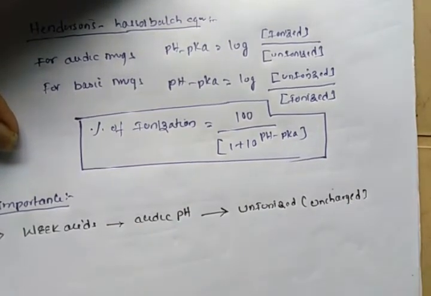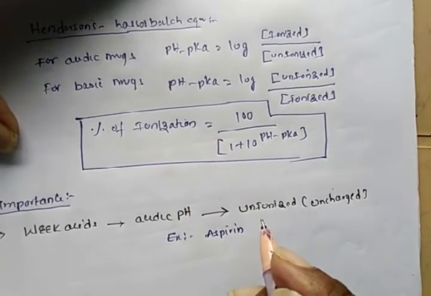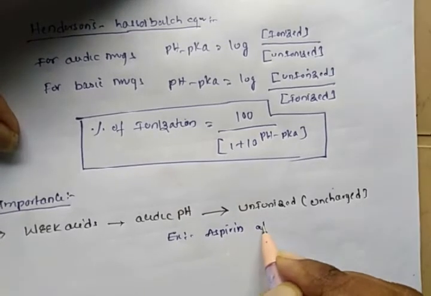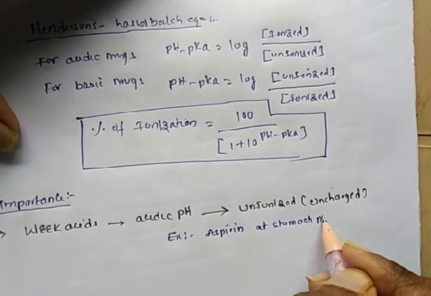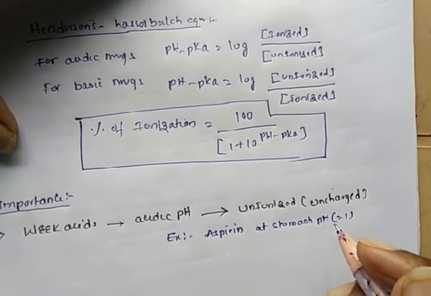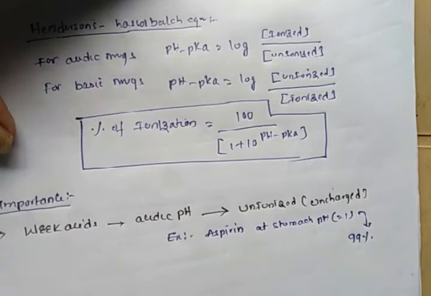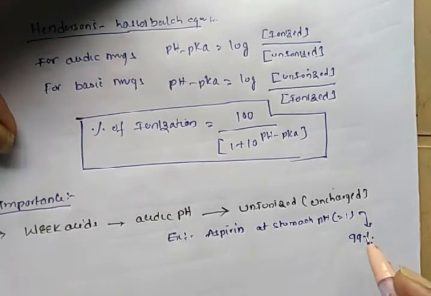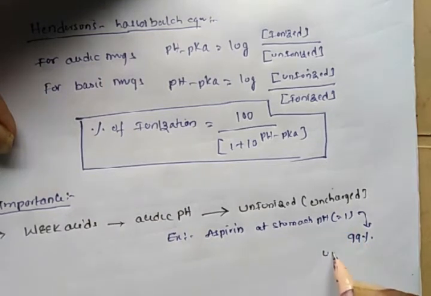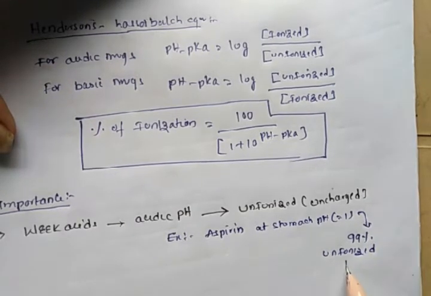So the example is aspirin at stomach pH, that is equal to 1. 99% unionized, so it doesn't undergo ionization, so it is readily absorbed.